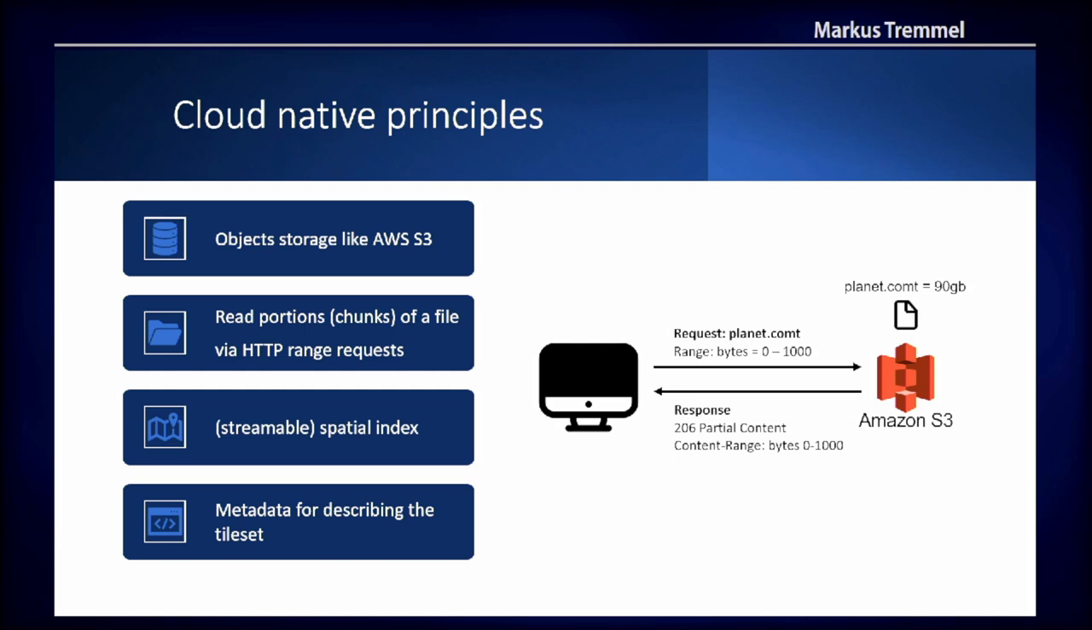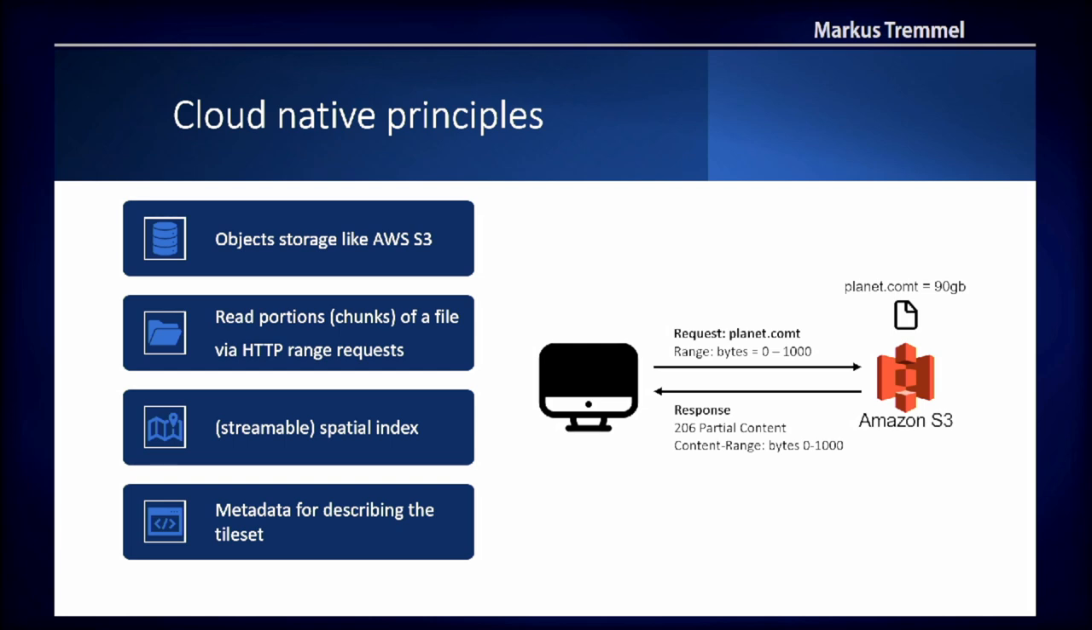So just a short recap of the principles of cloud native, which you probably heard something about at the conference. The basis of all these formats is that you deploy them on an object storage, like AWS S3, Azure Blob Storage, or Google Cloud Storage, for example, because it's very scalable and very cost efficient, very cheap to store large amounts of data. Storing about 100 gigabytes costs between 1 and 5 euro, depending on the provider.